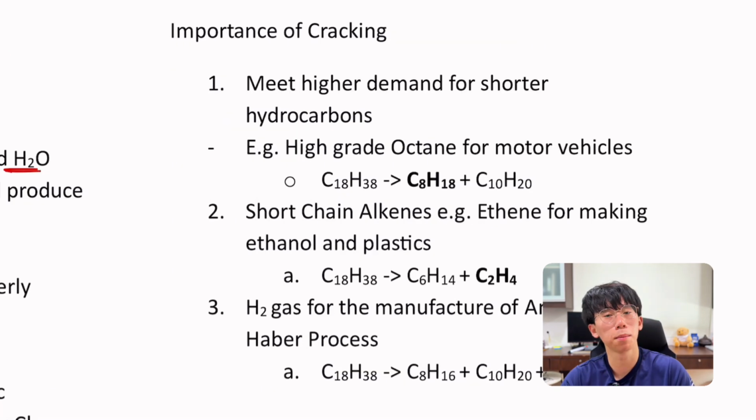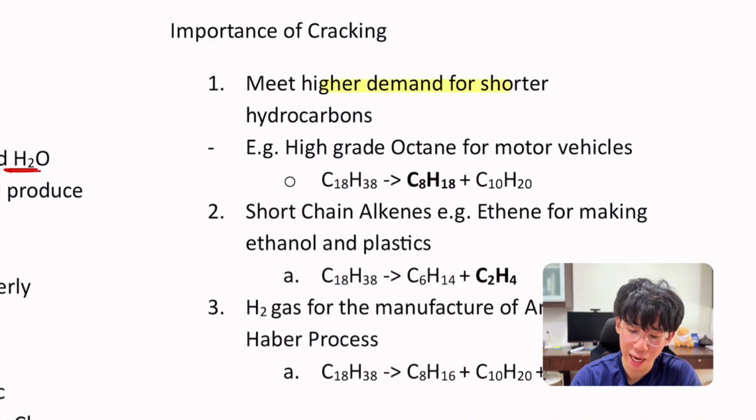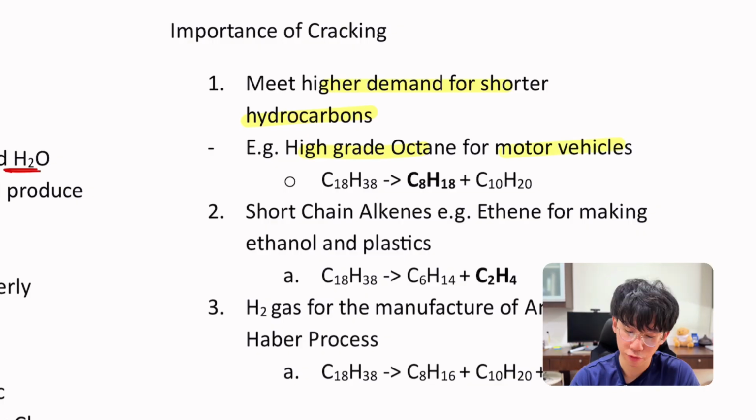In your syllabus, it's also important to know the importance of cracking. You need to know why you need this reaction industrially. One, you need to meet the higher demand for shorter hydrocarbons. For example, your high-grade octane used as fuel for motor vehicles is produced by cracking itself. If you crack C18H38, a very large hydrocarbon, you can get C8H18, which is the high-grade octane for the fuel for your motor vehicles.